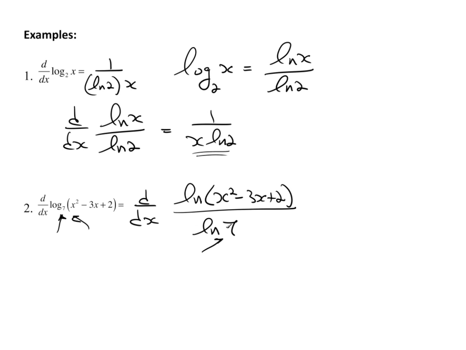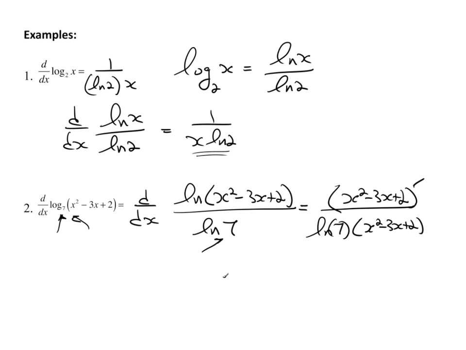So the derivative of this, ln 7 is just a constant. It's going to sit here. So the derivative of ln of the polynomial is going to be 1 over that polynomial. So I'm going to have x squared minus 3x plus 2 times this thing prime, x squared minus 3x plus 2 prime. I need the derivative of that. So that's going to give me 2x minus 3 over ln 7 times x squared minus 3x plus 2.